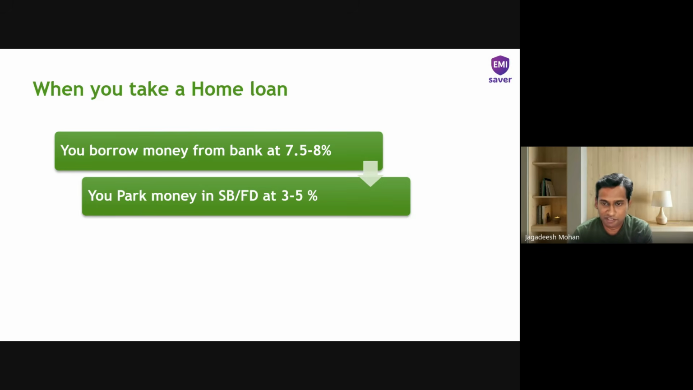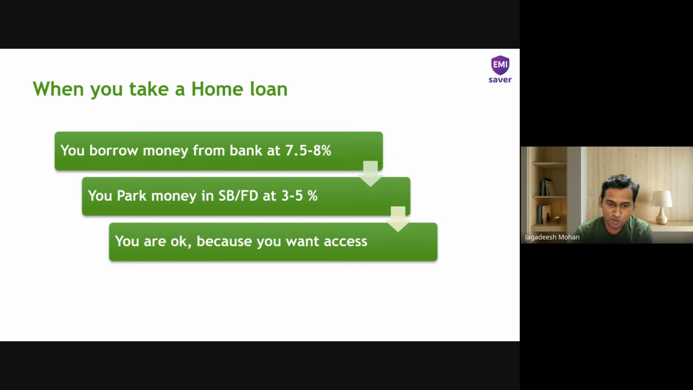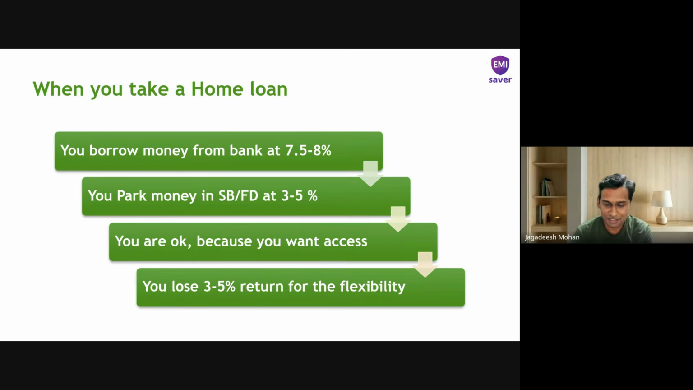You're taking money from the bank. Let's say it's SBI. You borrowed money from SBI, and then you've kept money again with SBI. But you've borrowed at 8%, and you've parked or lent money to the bank at 3 to 5%. Now you're okay with this because you want access to that money. You want to be able to withdraw that money at any point in time. For this comfort of accessing this money, you are happy to lose 3 to 5% of the return.